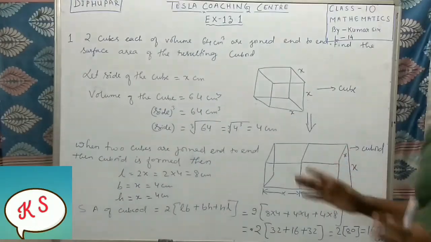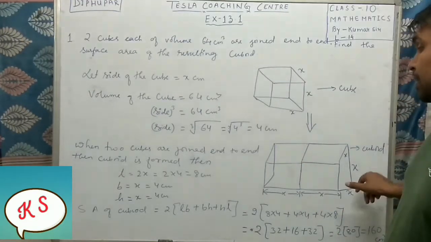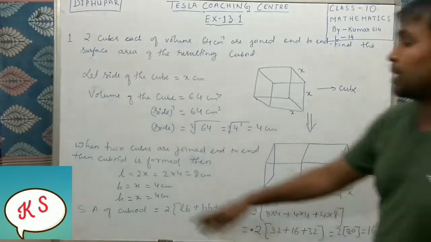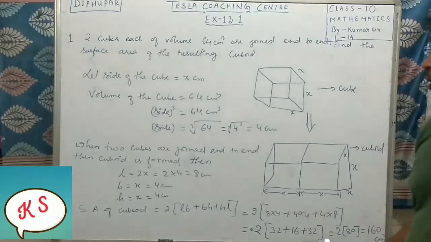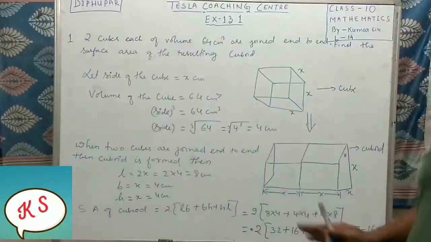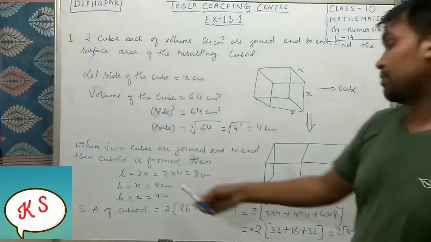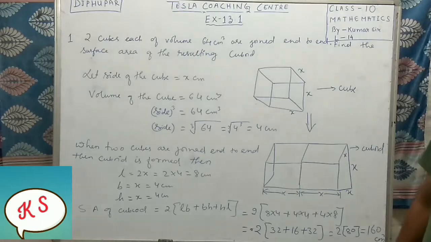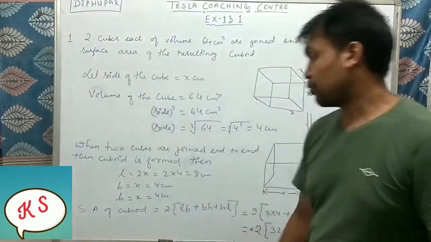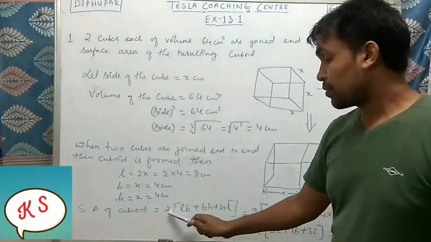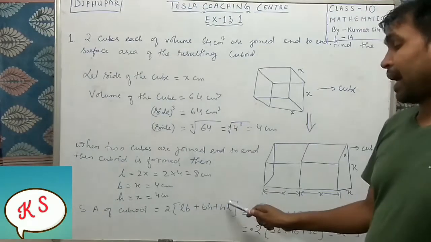The length of the cuboid will become 8 centimeter. And the breadth and the height will remain x only. That is breadth equal to x, 4 centimeter, height equal to x, 4 centimeter. Hope this point is clear. Length we have doubled because after joining it, the length will become x plus x, that's why it becomes 2x. Now the surface area of a cuboid, SA, is equal to, the formula is 2 into length into breadth plus breadth into height plus height into length.